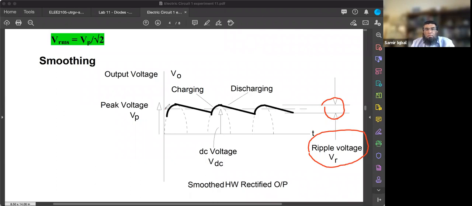And if you look at it, now this output is riding around some value, and that's the DC voltage that you're getting in the output, right? So that is half of the ripple voltage, what you can call the DC voltage on the output. All right, so far so good.